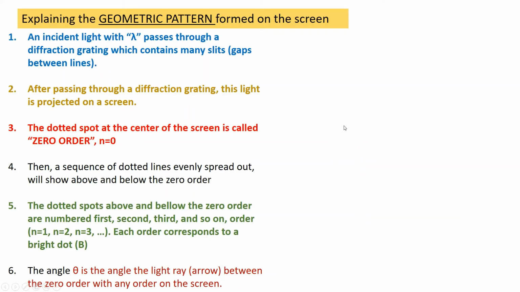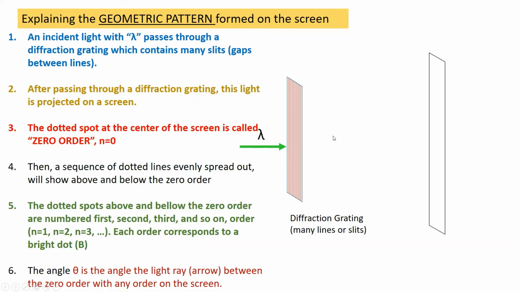Now I'm going to explain the geometric pattern formed on the screen. An incident light with a wavelength passes through a diffraction grating which contains many slits, gaps between lines. After passing through a diffraction grating, this light is projected on a screen, and the dotted spot at the center on the screen is called the zero order. Then a sequence of evenly spread out dotted spots will show above and below the zero order. The spots above and below the zero order are numbered first, second, third, and so on order, and each order corresponds to a bright spot.